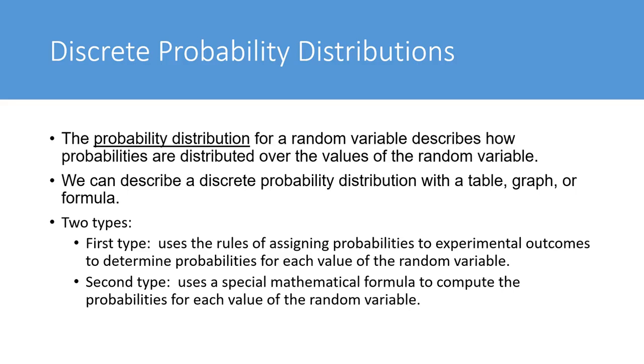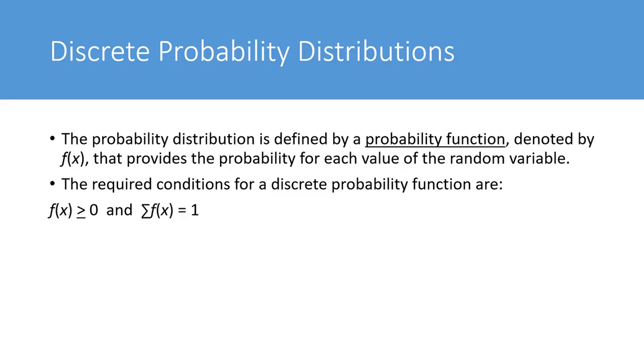So the first of two types that we have is that we can use the rules of assigning probabilities to experimental outcomes to determine the probabilities for each value of the random variable. And then the second type is using a mathematical formula to compute those probabilities for each of the different values of our random variable. And so you can define a probability function by using basically a formula.